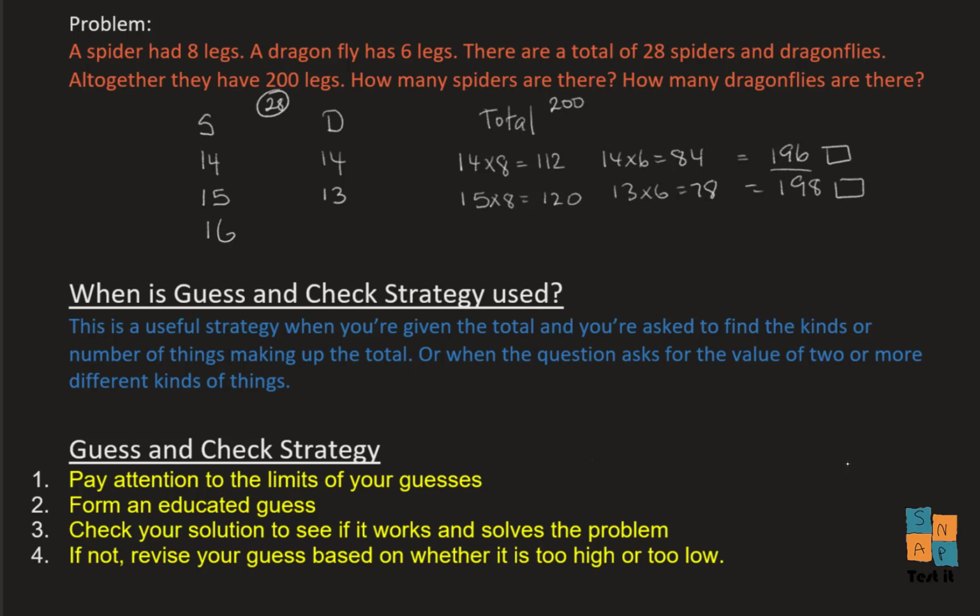Let's go to 16. 16 spiders, 12 dragonflies. That's 16 by 8. That's 128. And 12 by 6. That gives us 72. And when we add those two together, we get 200. And so here we've checked and we've gotten our answer. So we've solved the problem. Number of spiders, 16. Number of dragonflies, 12. What we have done here is we've used the strategy of guess and check to solve problems.